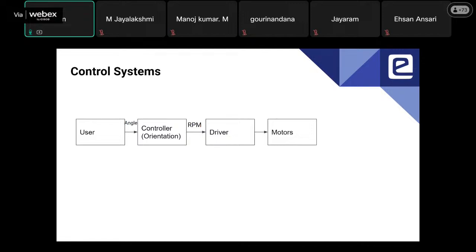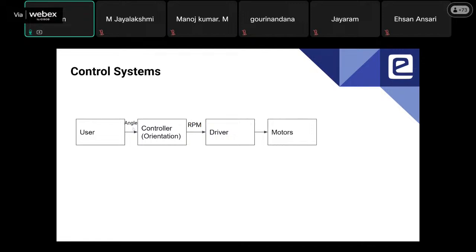So the user can say to the controller that I want the drone to pitch forward 10 degrees, or roll left by 30 degrees or something. So the user can say that to the controller. Then the controller is smart. It will know what kind of motor velocity or RPM is needed to achieve that.